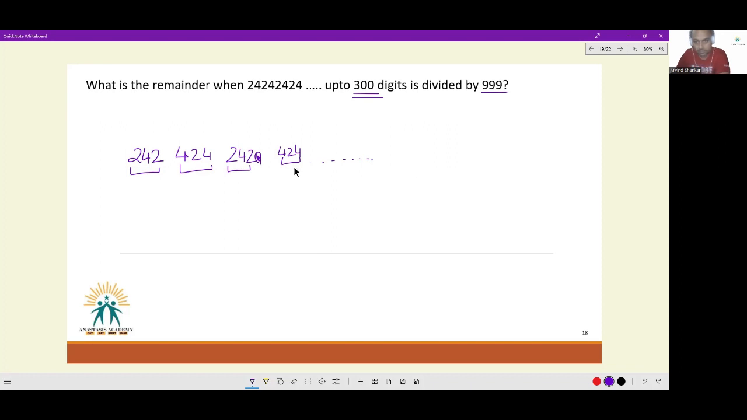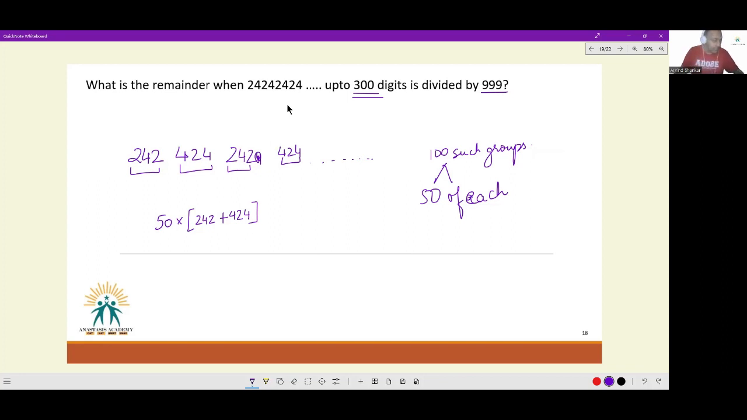And when you make groups like this, you will get 100 such groups. But all these groups are not identical. 242 and 424 are not identical. But can you see, because we are using 300 digits and we are getting 100 such groups, we will get 50 of each type. There will be 50 groups of 242 and 50 groups of 424. So the summation can be obtained as 50 times 242 plus 424. This will be the summation of the digits taken three at a time.